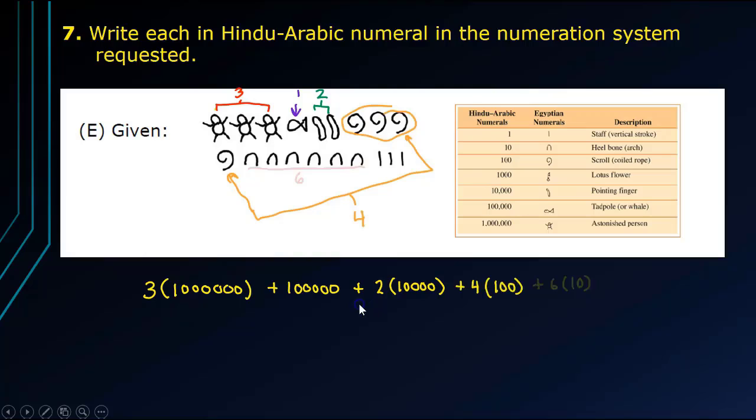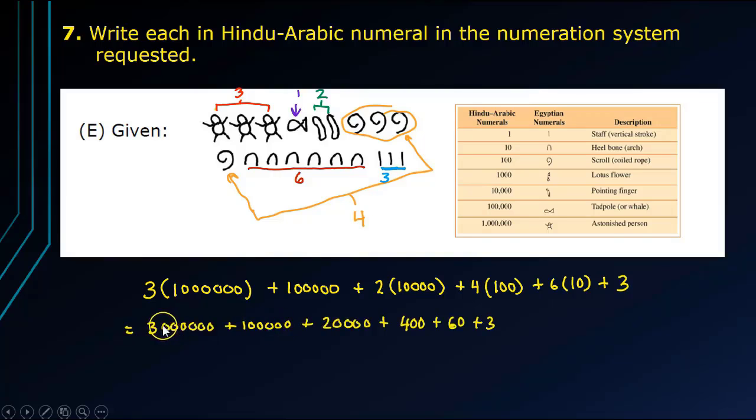And so this is what I read off before, so we can see what I'm counting and everything. And 3 1s, of course. And so that's going to be 3 million plus 100,000 plus 20,000 plus 400 plus 63, which is 3,120,463.